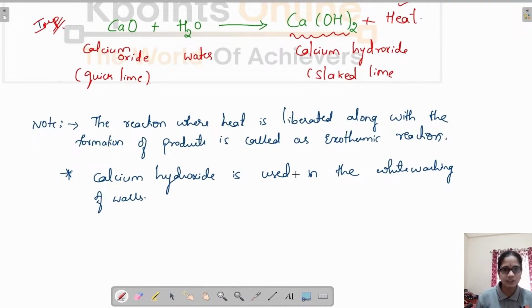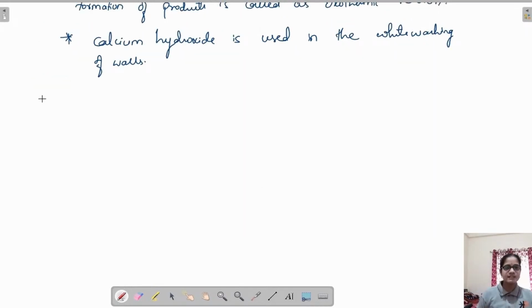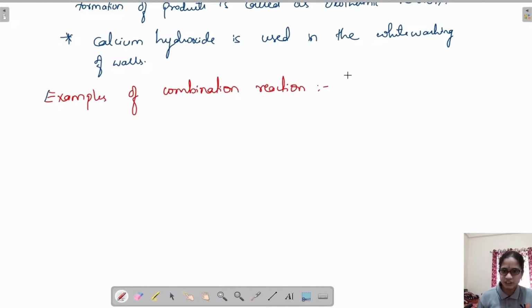It may be asked in your examination, which compound is used for whitewashing of walls, and why does it look shiny after some days? Okay, it is due to the reaction of calcium hydroxide with carbon dioxide present in air. Okay, then a few more examples for combination reaction. You have to remember the definition, and you must be able to identify the reaction.